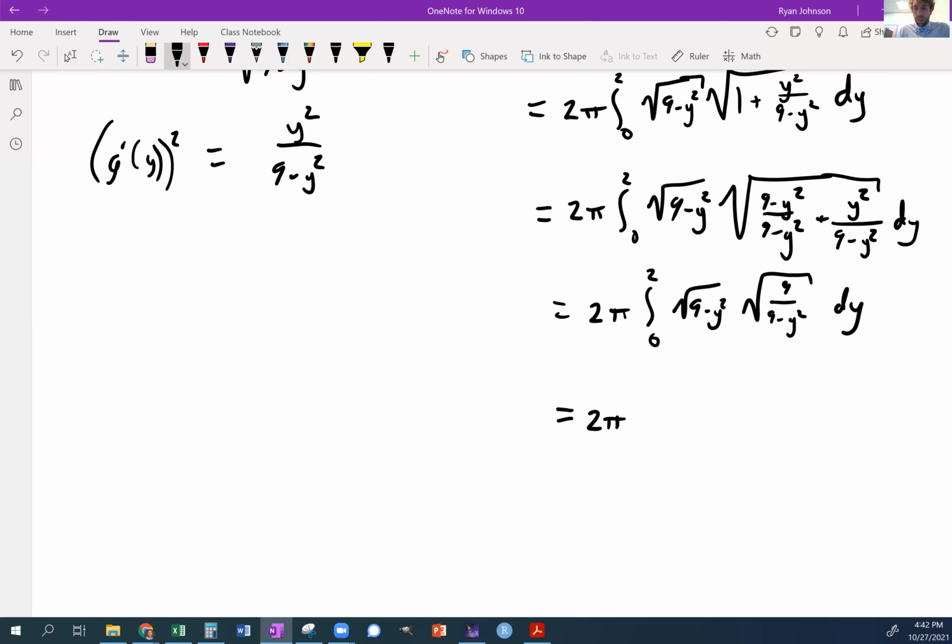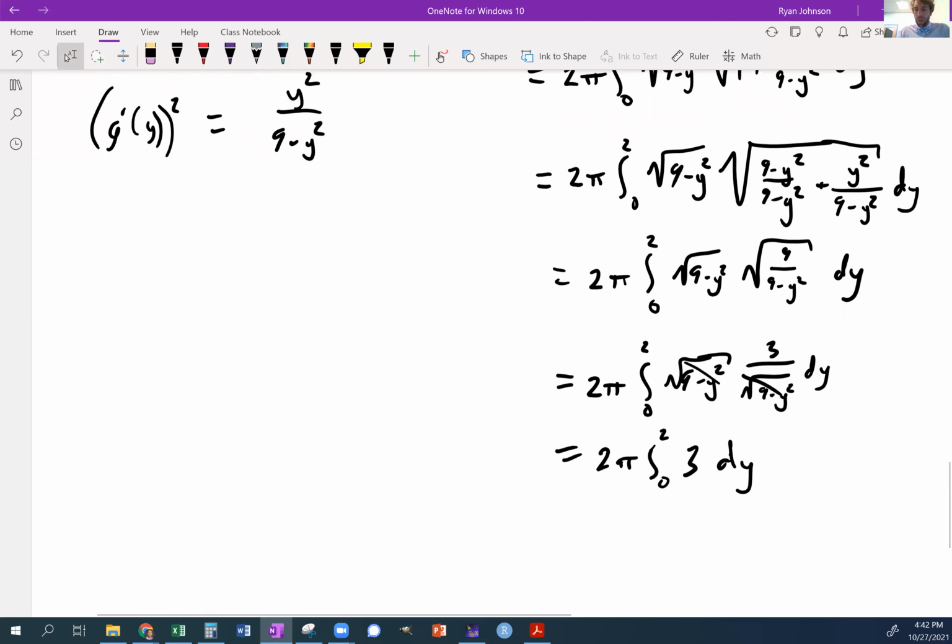2 pi, 0 to 2 of the square root of 9 minus y squared. Take this one, and it becomes the square root of 9, which is 3, over the square root of 9 minus y squared, dy. So that's equal to 2 pi times the integral from 0 to 2 of, that cancels with that, and it's 3 dy. So this is a rectangle that's length 2 and height 3, so that's 6. So 2 pi times 6 is 12 pi. And we're done.